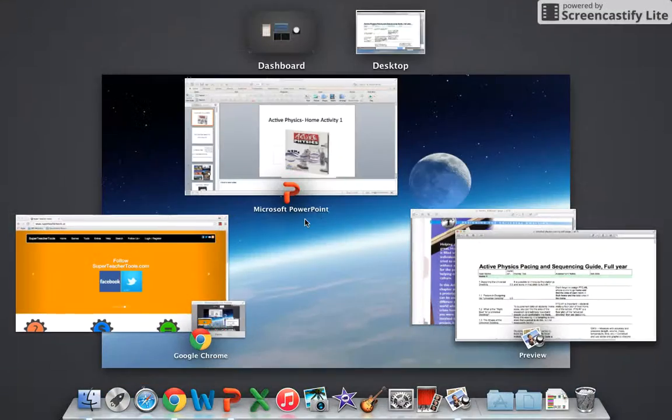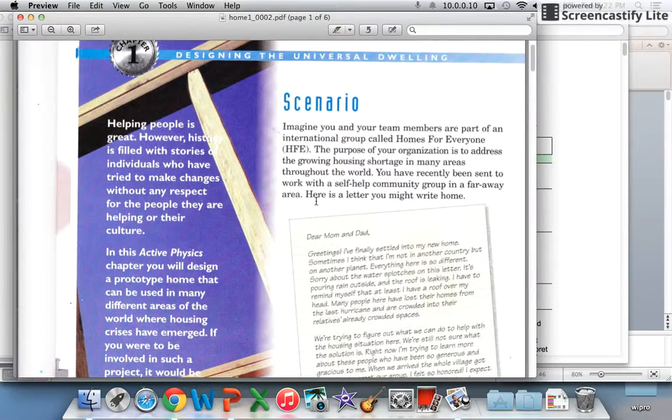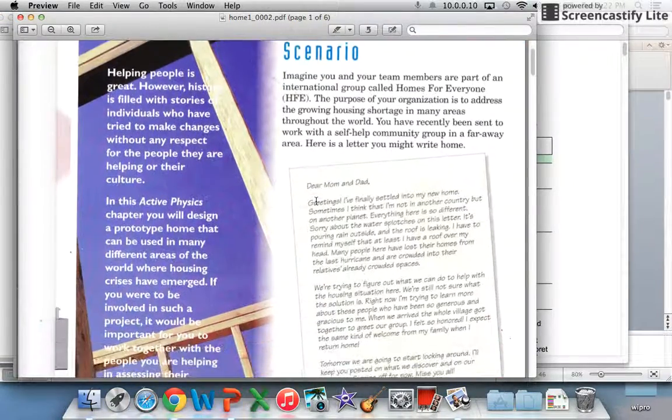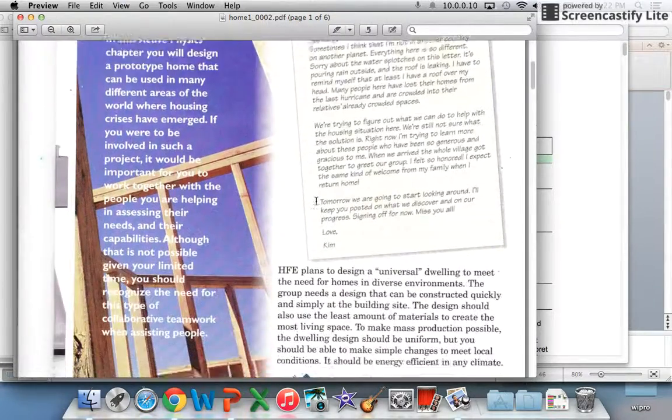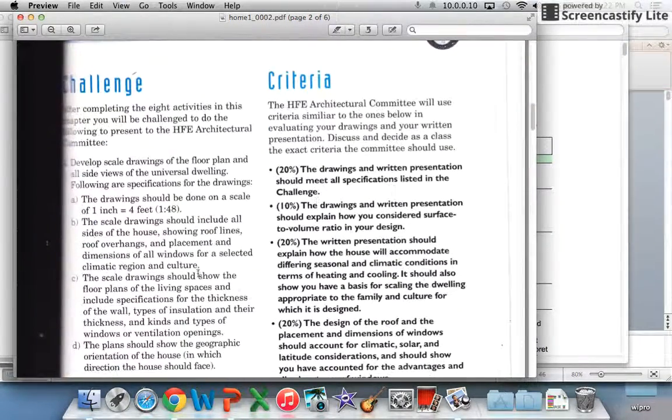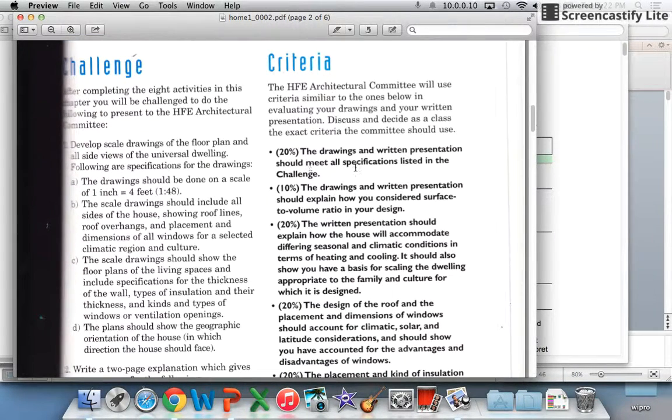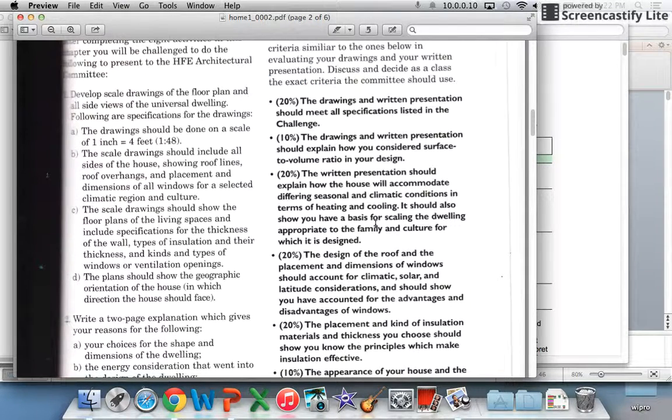All right, so let's jump in here. We've got the design challenge, universal dwelling. Really just reading through this and then going over the criteria should only take about the first 10 minutes of class. And I like to take this criteria and put it into a rubric that students can use and also cut and paste into the learning log. We'll talk about the learning log in a bit.